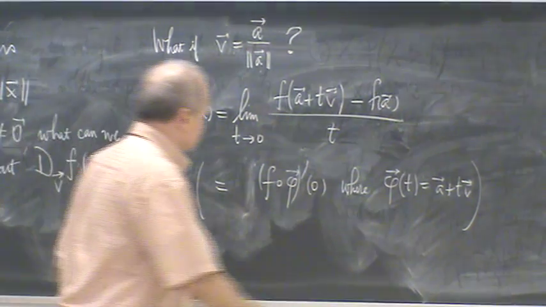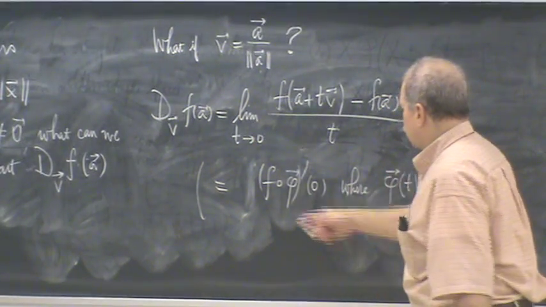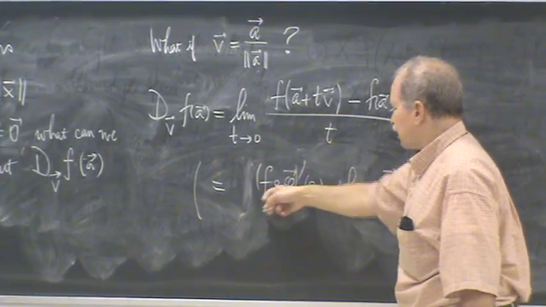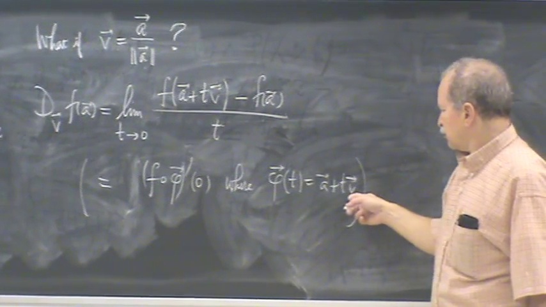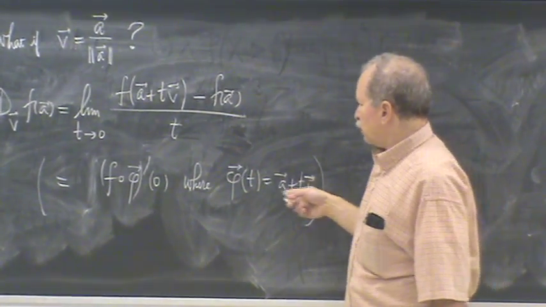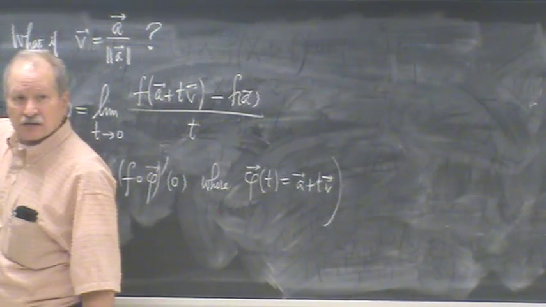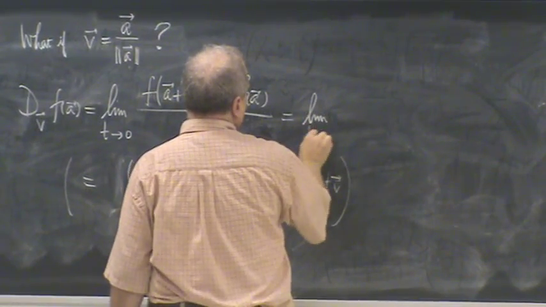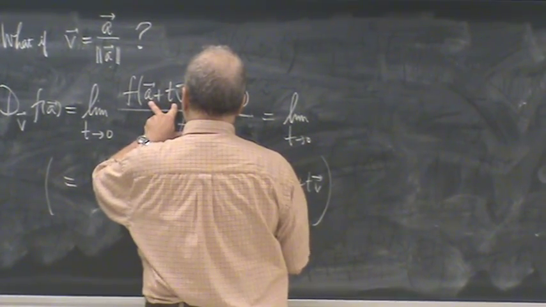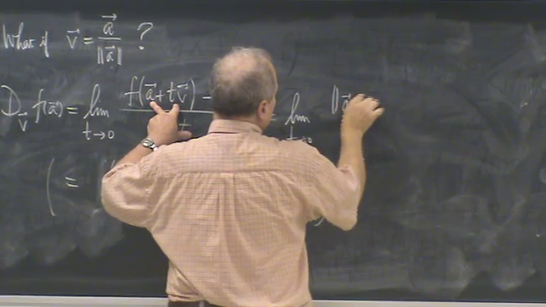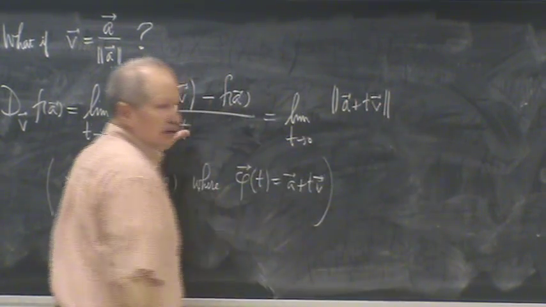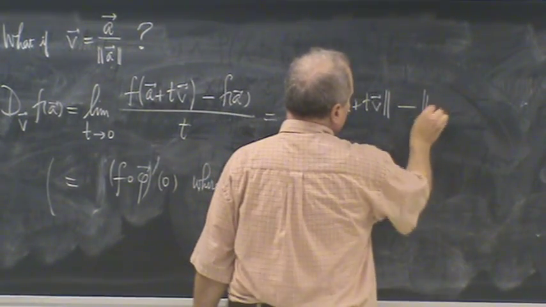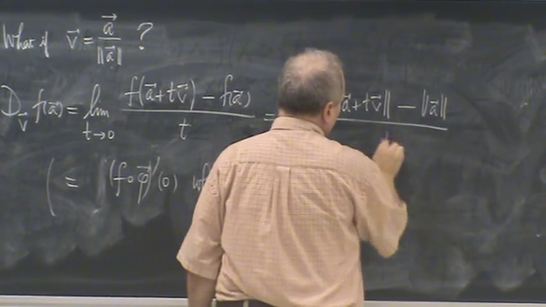So what is f of A plus tb, or what is the composition with this? Well, we just take f, A plus tb. So f of A plus tb is magnitude of A plus tb, subtract magnitude of A, over t.